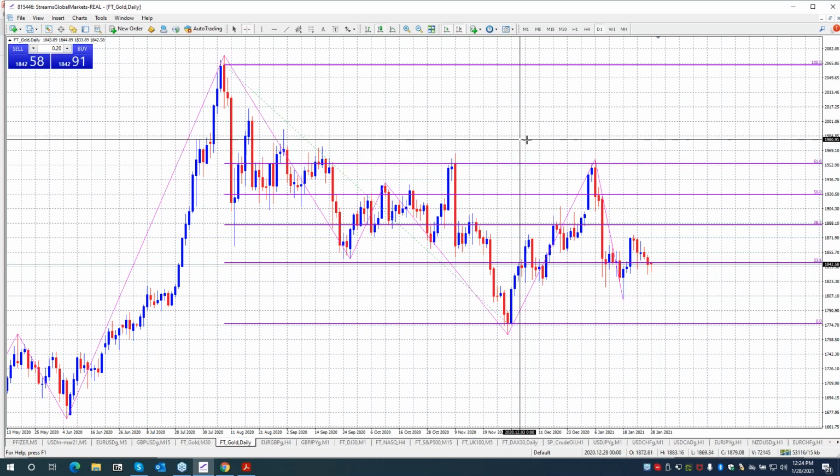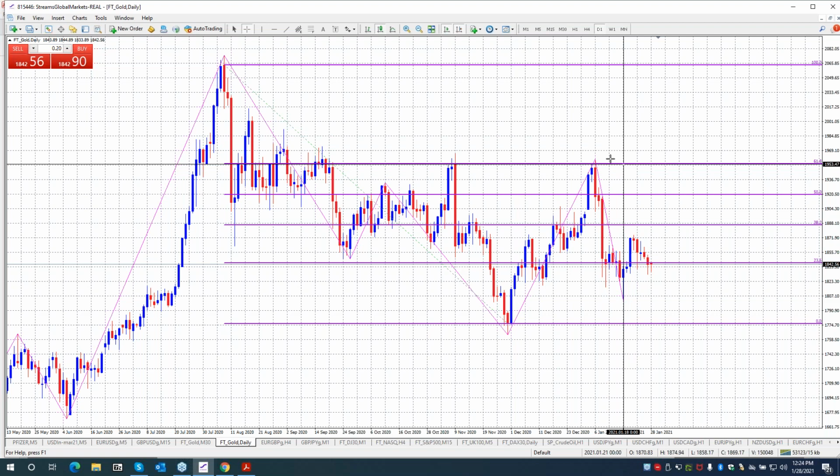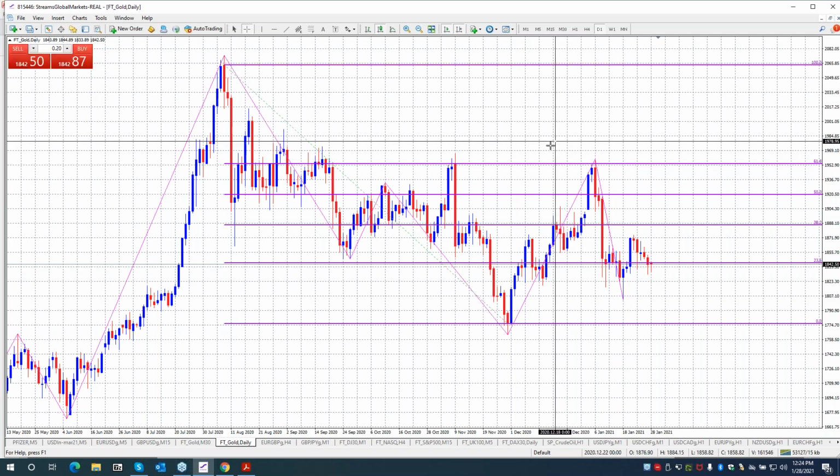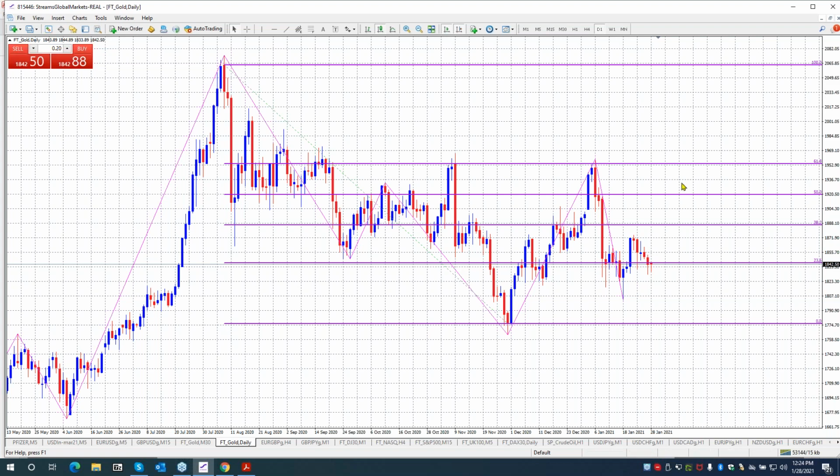So remember, guys, draw your Fibonacci's. 61% when you draw it on the daily is a strong level, very strong level. I would say to be ready for a sell if it goes just above 1952. Small favorite to be on the sell.